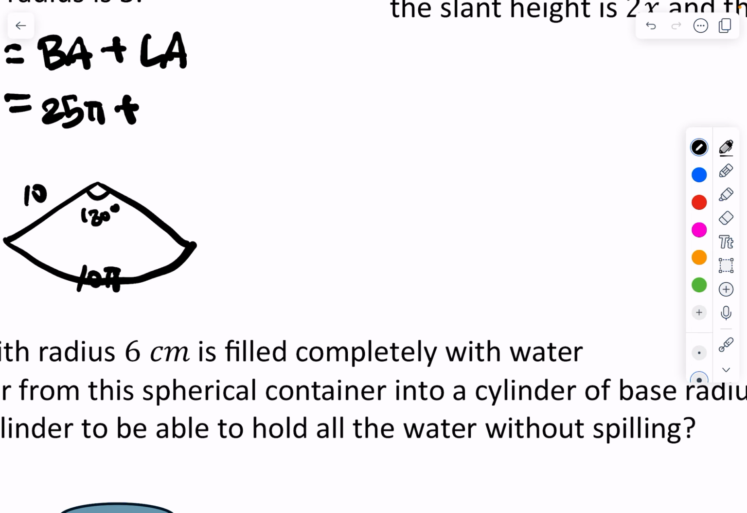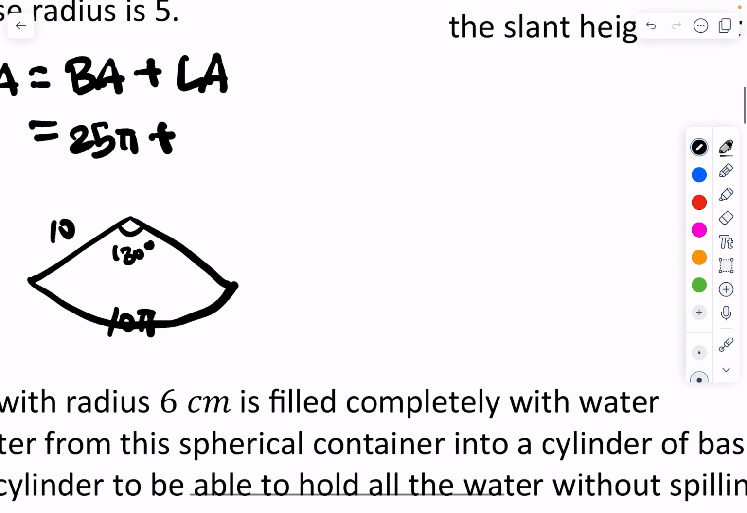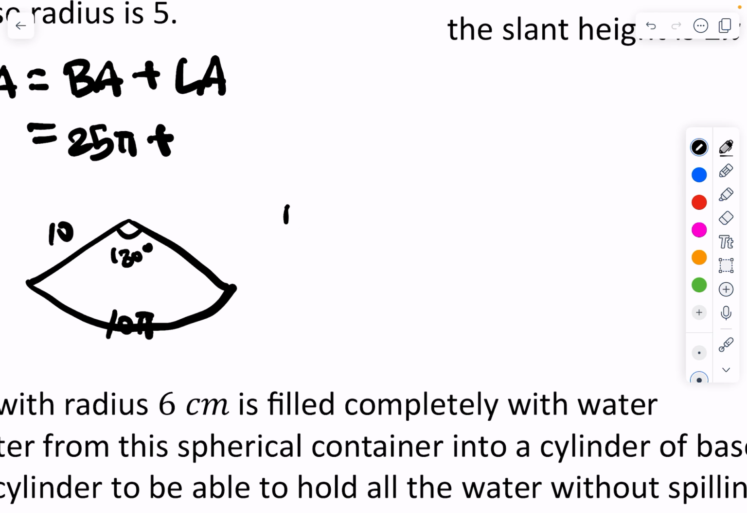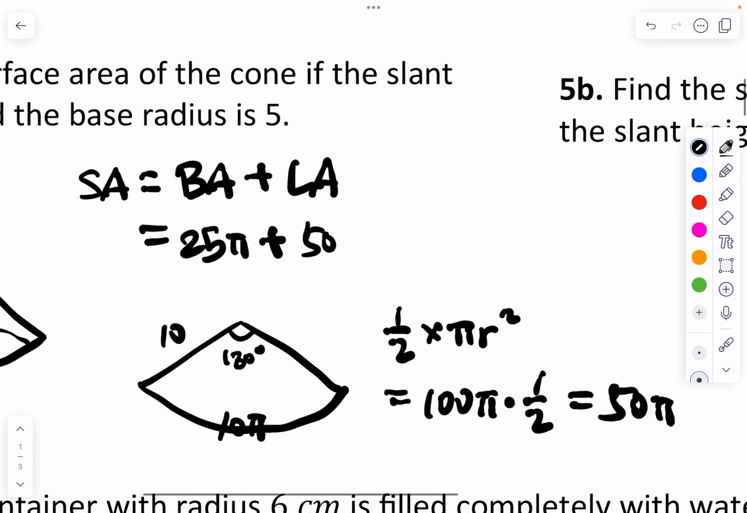So now that we know that this is 180 degrees, we want to find this area. How would we find this area? Well, again, we would take 1/2 times the area of the whole circle. So we would get 100 pi times 1 over 2, which is 50 pi. Which means that the total is 75 pi.